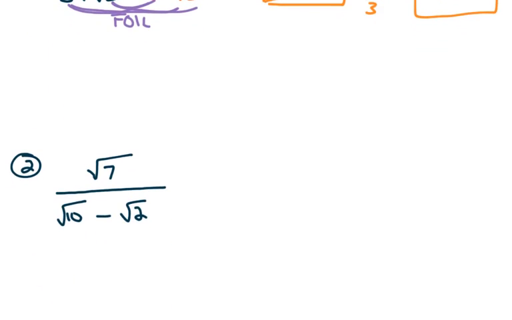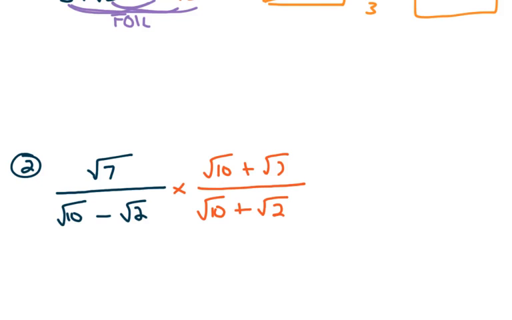Let's try another one here. Square root of 7 over square root of 10 minus the square root of 2. Once again, we have square roots in the bottom. We don't want that to happen. So we're going to take this times the conjugate of the bottom, which is the square root of 10 plus the square root of 2. Just switch the sign in between them. Square root of 10 plus the square root of 2. And let's multiply this out.